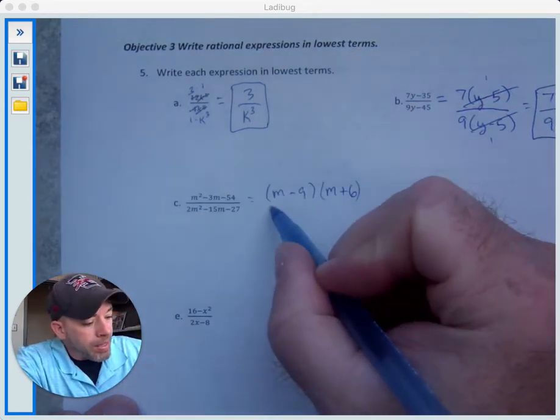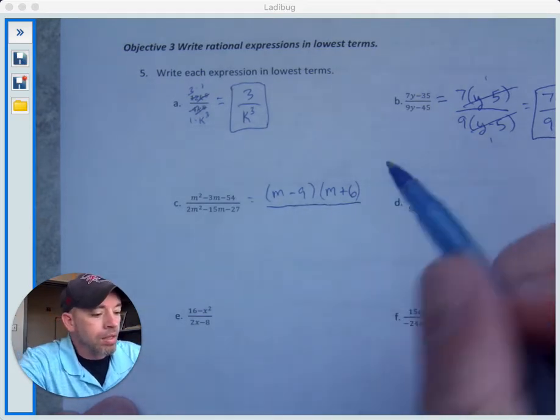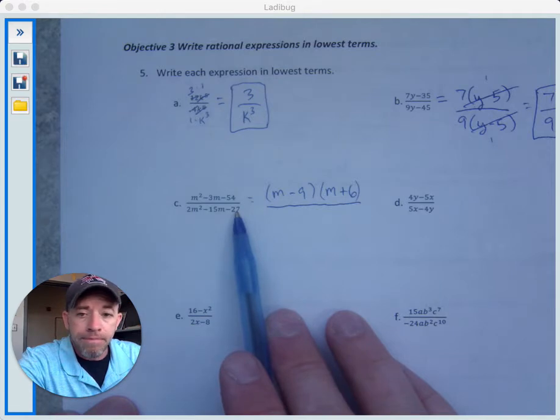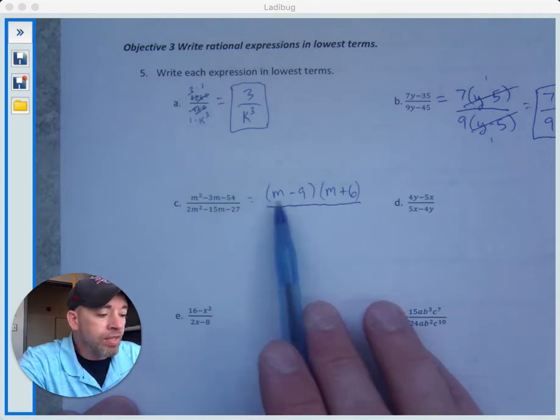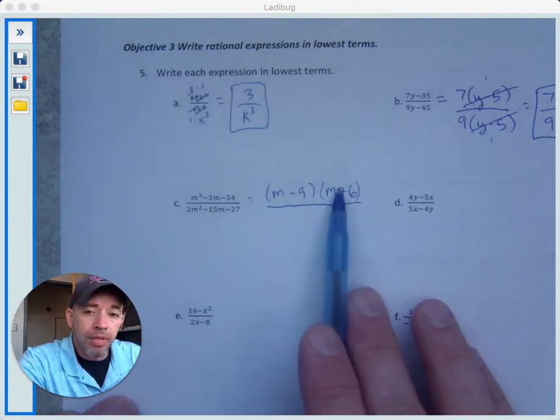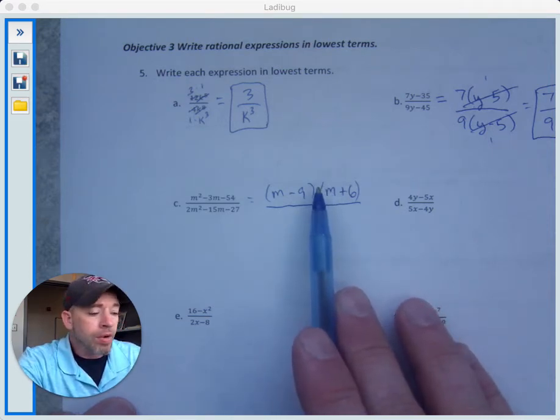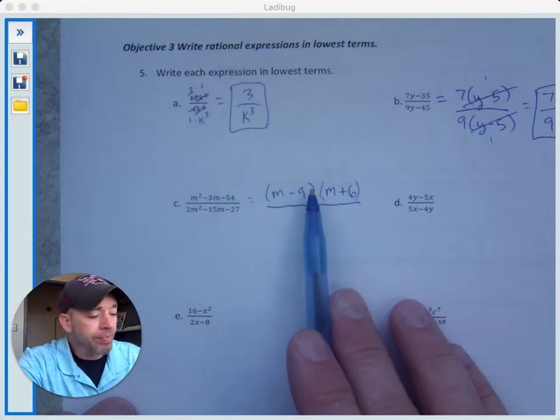Now on the bottom. So if you look at the bottom, we want to factor it. My guess is one of these factors up here is probably going to show up. This is a case where I might use guess and check rather than that technique we looked at before.